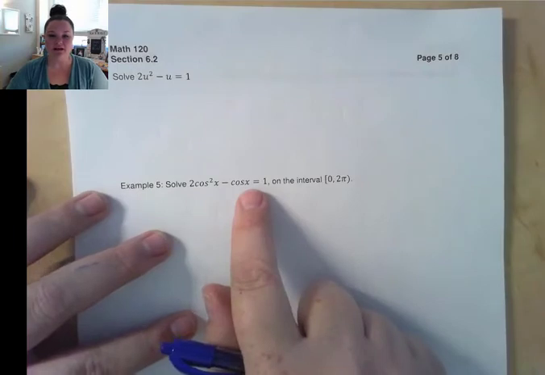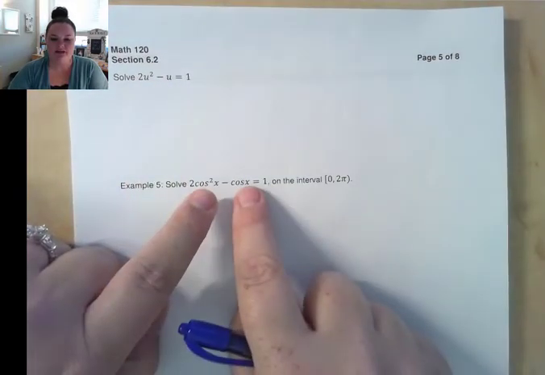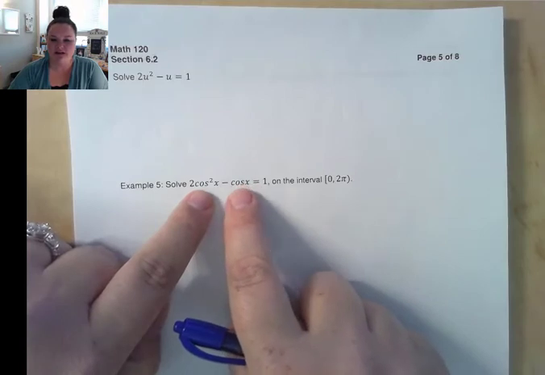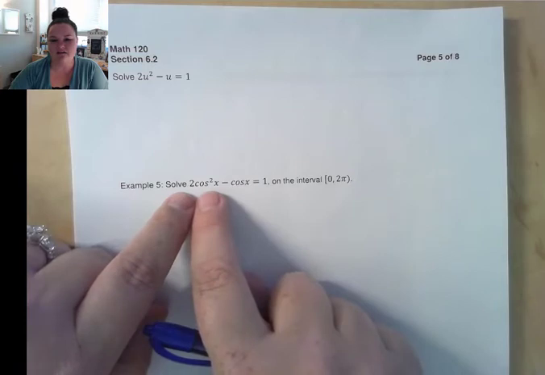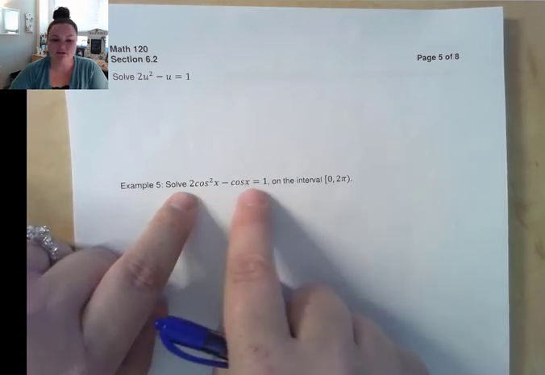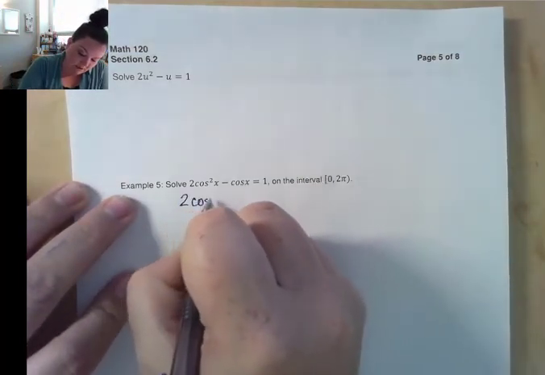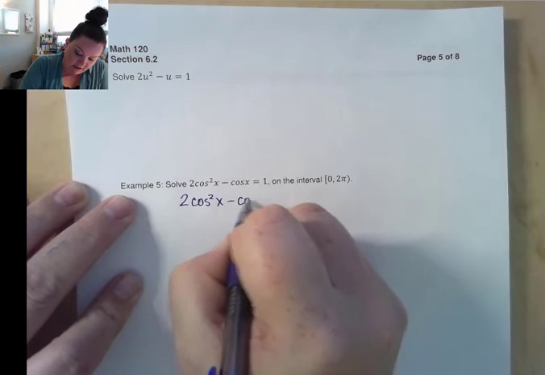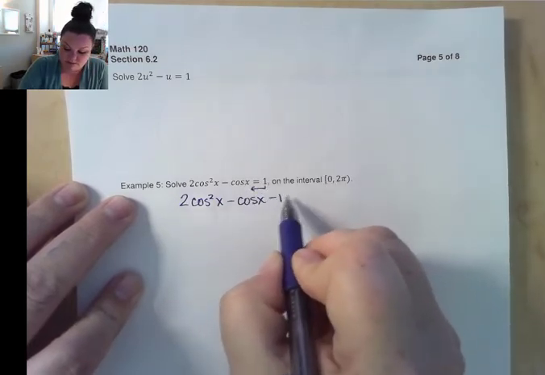So on this one, I can already see, since I have a cosine, I'm going to skip this for a hot second. I have a cosine squared and a cosine. So this is not something that would be easy. I mean, I could factor a cosine out of each side, but then it's still not equal to 0. So I want to think about getting this equal to 0 first. So I would have 2 cosine squared x minus cosine x, and I'm just going to move this 1 to the other side by subtracting.